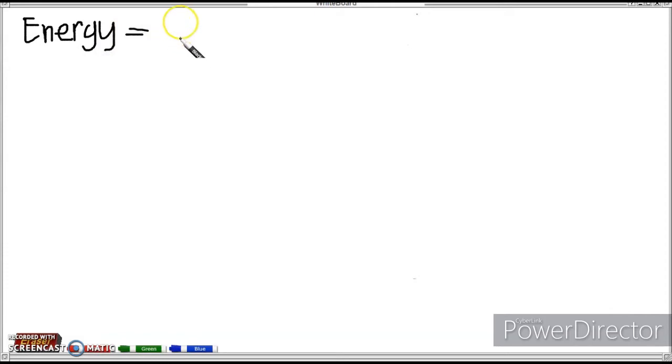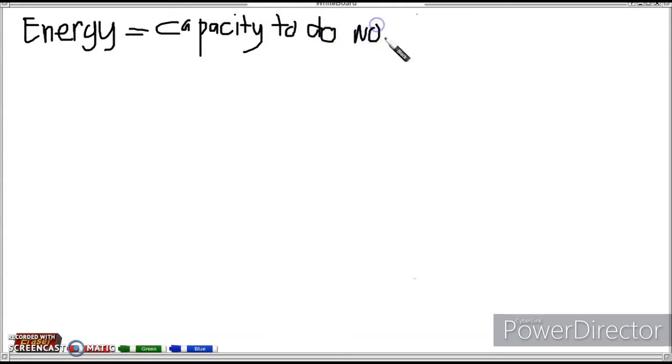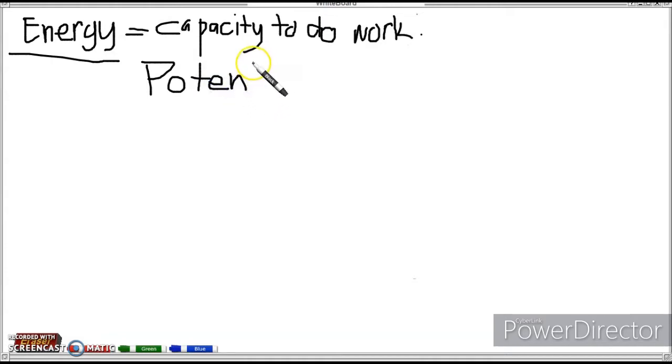So, energy is the capacity to do work. So, yan po yung definition ng energy. So we have a major types of energy. So, dalawa lang. So we have a potential. We have a potential.